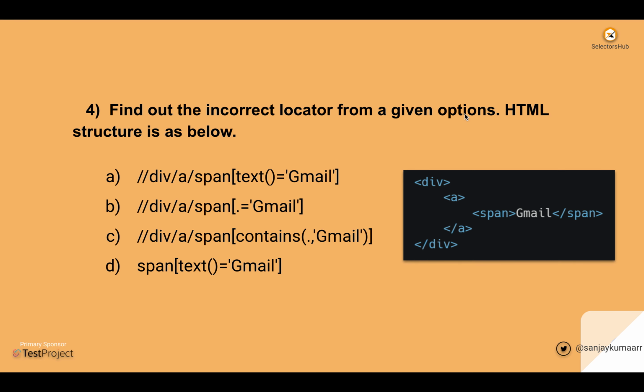Find out the incorrect locator from the given options. The HTML structure is as below. So you see that div, a, span, a close. Okay, let's see the options. First option, /div /a /span text is equal to Gmail, looks correct. /div a span dot is equal to Gmail, looks correct. /div a /span contains dot comma Gmail, looks correct. Span text is equal to Gmail. So if you remember, this is a CSS selector and a CSS selector doesn't support the text function. So this is the incorrect locator. So the answer is D.